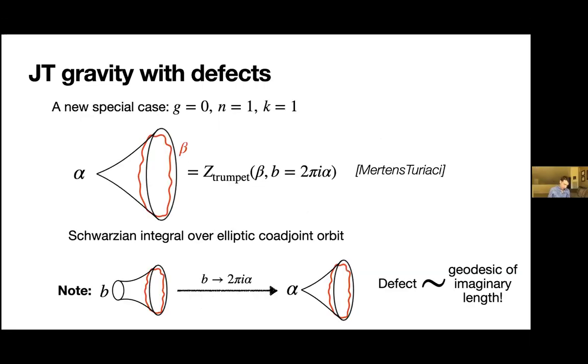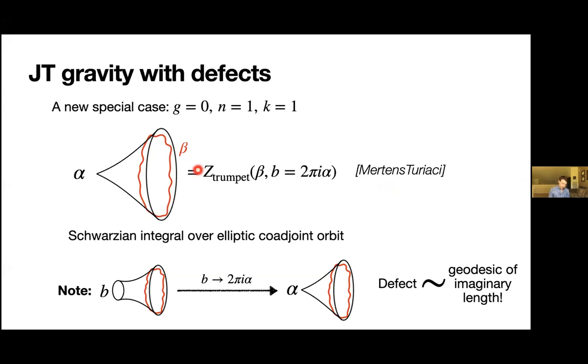Okay, good. So for JT, there was a particular special case that we had to treat on its own, which was the disk, because we couldn't play this strategy of cutting, so we couldn't cut off this trumpet piece, and we had to treat that separately. We've got a new example like this now, which is where you have, again, the disk, but now with a single defect. So the geometry looks like this. It's got this conical defect at the tip. And the amplitude here was computed by Mertens and Turiaci.